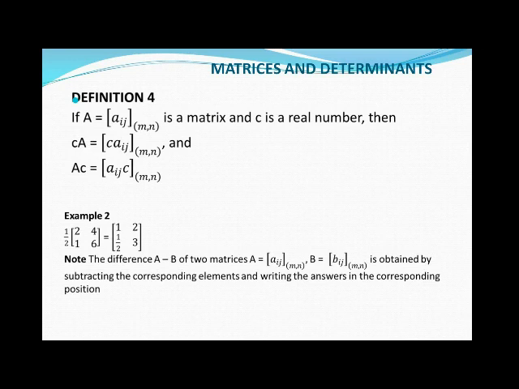It's going to be a 2 by 2 matrix, because if you add a 1 by 1 matrix to a 1 by 1 matrix, the answer would also be a 1 by 1 matrix. And if you add a 2 by 2 square matrix to a 2 by 2 square matrix, the answer would also be a 2 by 2 matrix. Note the difference. A minus B of two matrices, Aij and Bij, is obtained by subtracting corresponding elements and writing the answers in the corresponding position.